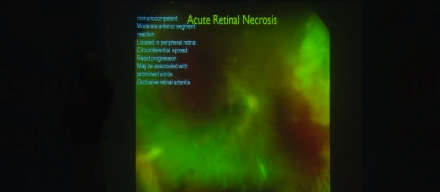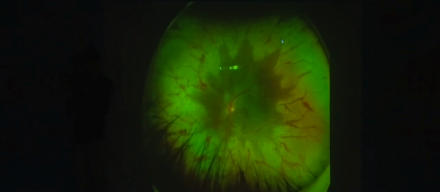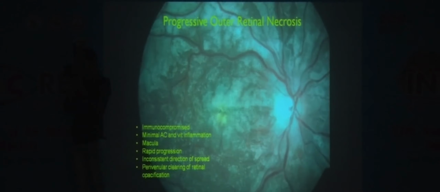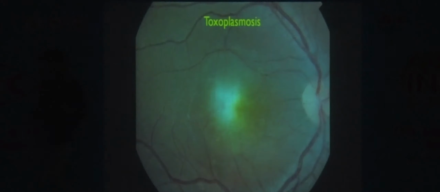Similarly, acute retinal necrosis will happen mostly in immunocompetent patients, and you will see confluent areas of retinitis along with intense vitritis. So you will see moderate to severe reactions also. These are located in the peripheral retina. They may have a rapid progression, and it's important for us to recognize them and treat these patients. This was a patient who had extensive peripheral lesions. This is another case of ARN, or acute retinal necrosis. Similarly, progressive outer retinal necrosis, if you look at it carefully, again happens in immunocompromised patients. There may be minimal AC and vitreous inflammation, it usually involves the posterior pole, and one very important thing is this perivenular clearing of the retinal opacification, which is classically seen in a PORN lesion.